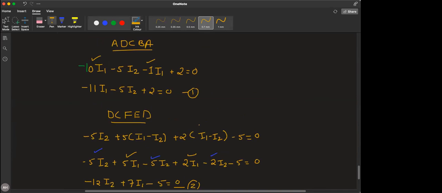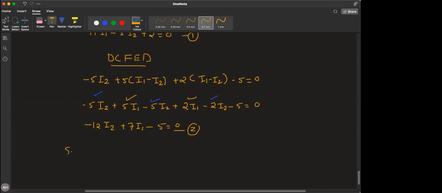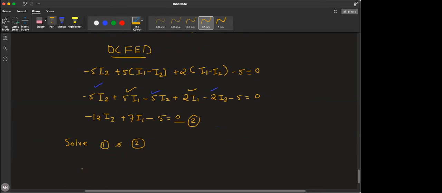So this was physics. Now you just have to solve these two equations and get the value of I1 and I2. Now let's solve equation number 1 and 2. Let's solve 1 and 2. So 1 is this, minus 11I1.